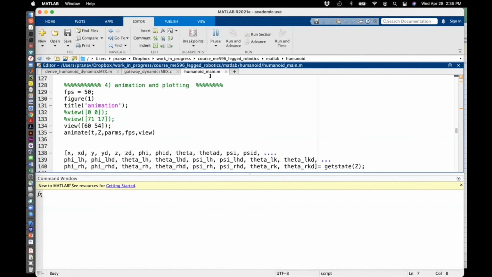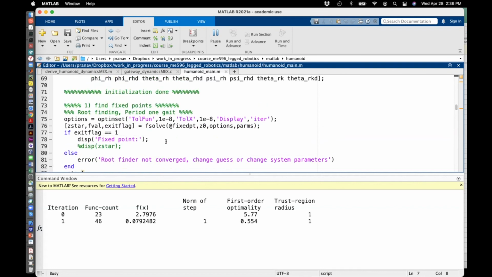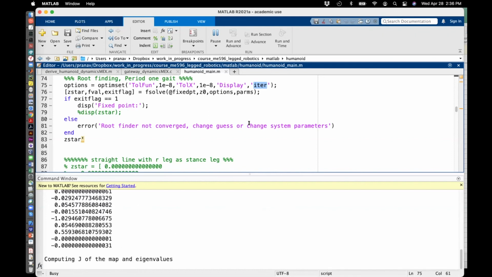It will also take some time because it takes about 1 second of computation for each simulation, and that affects how fast the fsolve can solve the problem. So this is fsolve working on getting the solution. So we are in this part of the code. Now it's computing the Jacobian of the map and the eigenvalues.